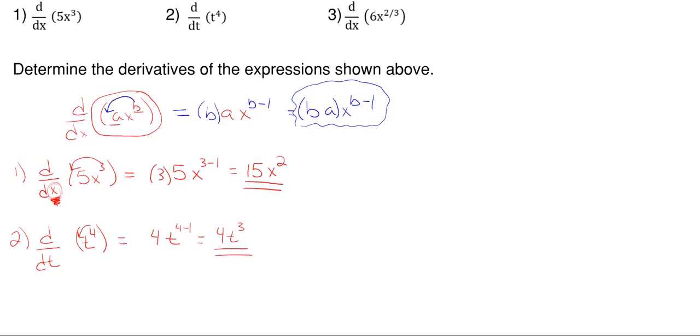All right, I think I can squeeze the other one in there. So then our third one is d dx, or the derivative with respect to x, and it's going to be 6x to the 2/3 power. So this is still of the same variety as shown up here. A will be 6, and our b will just be 2/3. It does not have to be a whole number. It can be whatever it currently is. In this case, it's 2/3.